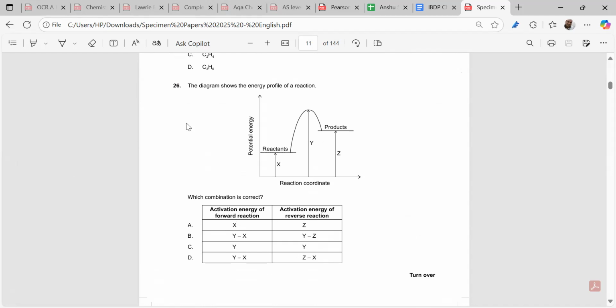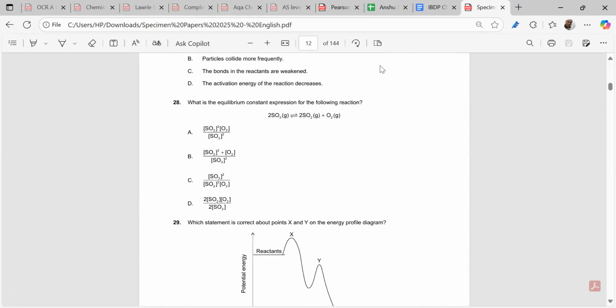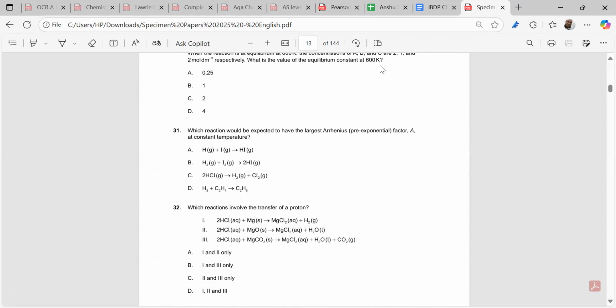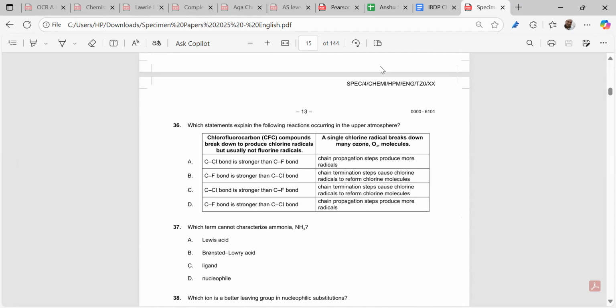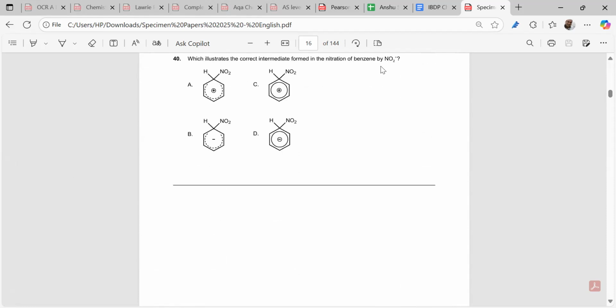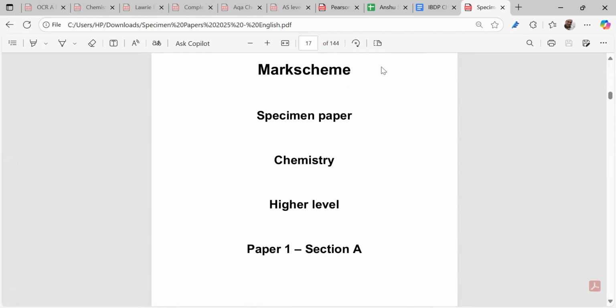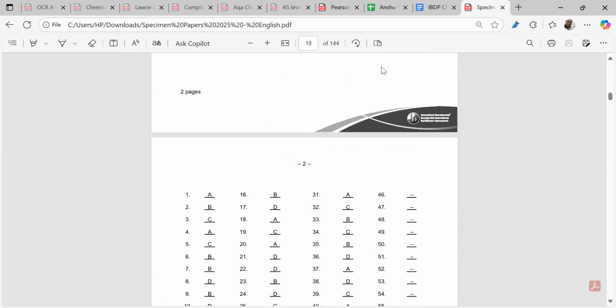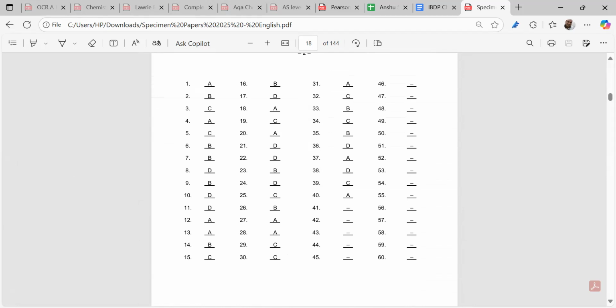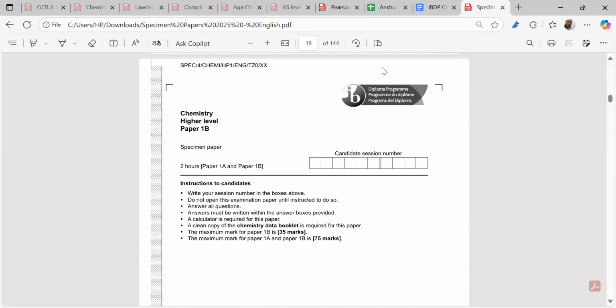Yes, the enthalpy level diagram. You should know how to draw the activation energy and how to draw the delta H. So this is the Paper 1A you're having. And we are going to the specimen paper, and there will be the mark scheme also, which you can go through. That mark scheme will be at the end.